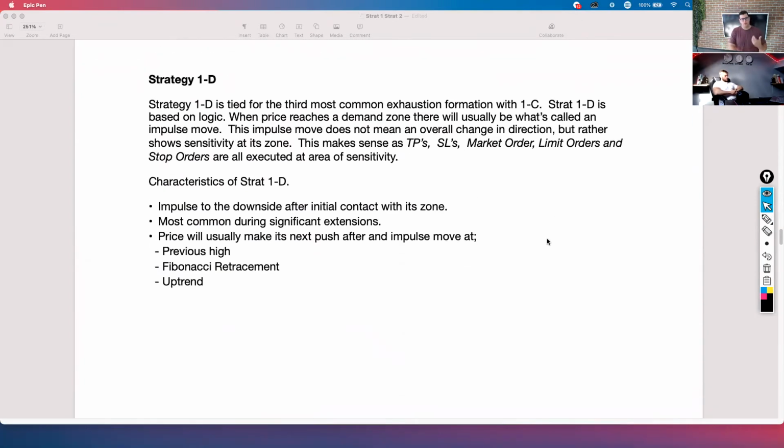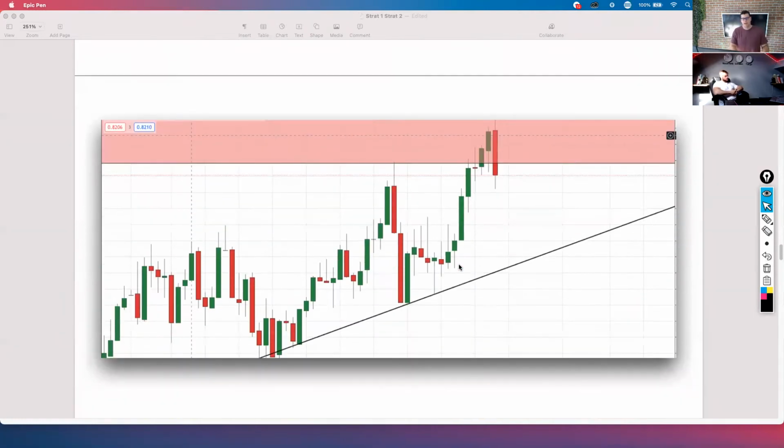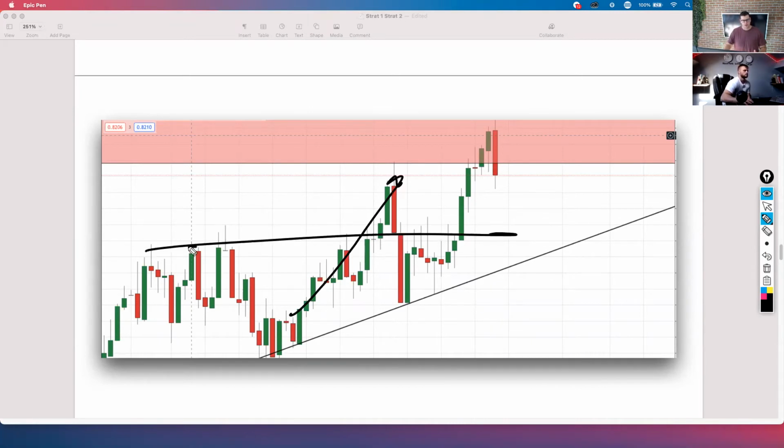Okay, so most common during significant extensions. What makes an impulse move really high probability is when there's an extension from a trend line, for example. In this case, there's higher highs. As you can see, there was an extension, so a relatively significant move from its mean. That also means all the mean reversion strategies are coming in here. And when there's an extension, there usually means there's an exhaustion, right? Because an extension means what? It's a push. Buy pressure broke previous high. This is a push. This can also be an exhaustion.